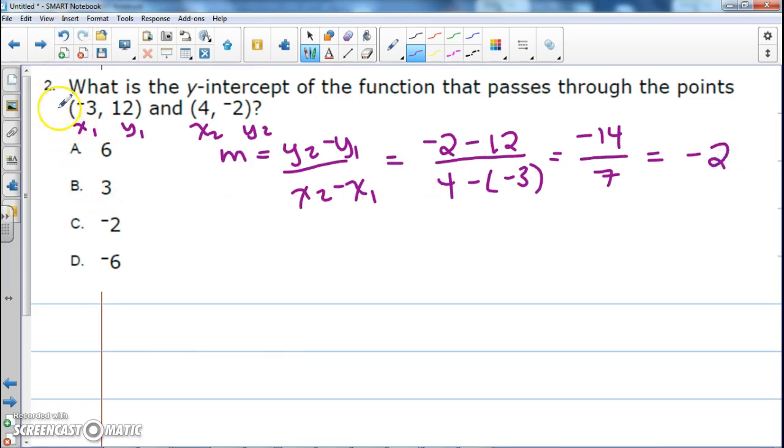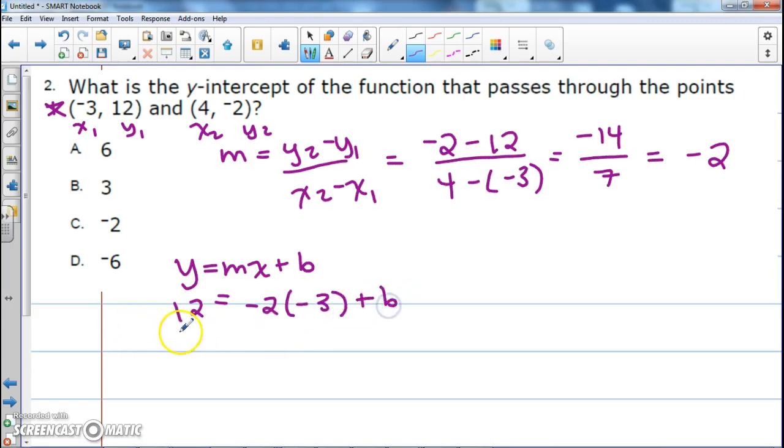Okay, so now I need to use my y equals mx plus b. And I'm going to plug in negative 2 for my m. And I'm going to use my x1, y1 to plug in for x and y. Alright, so instead of writing y, I'm going to write 12 equals, instead of m, I'm going to write negative 2 times x, which is negative 3, plus b. So now I have 12 equals negative 2 times negative 3 is a positive 6, plus b.